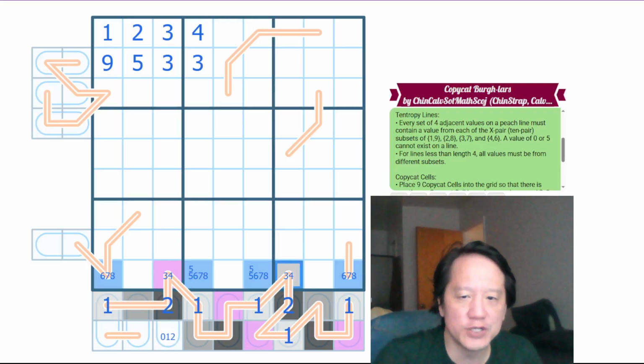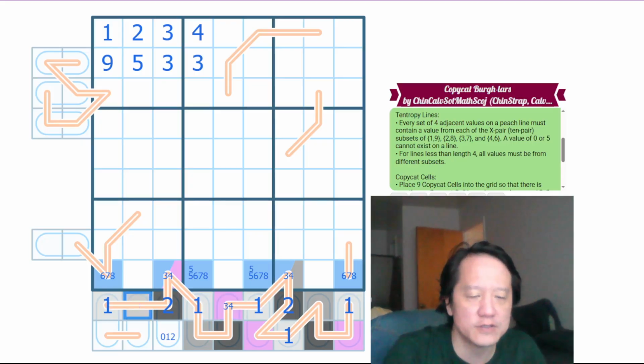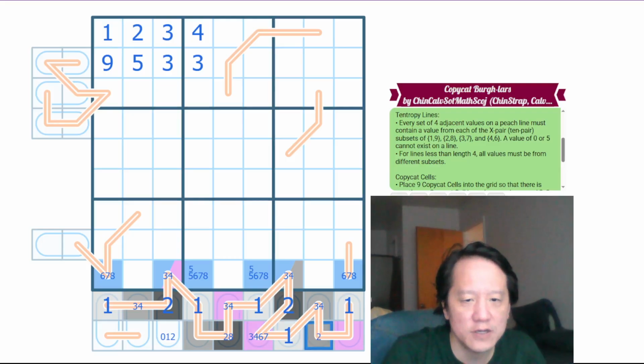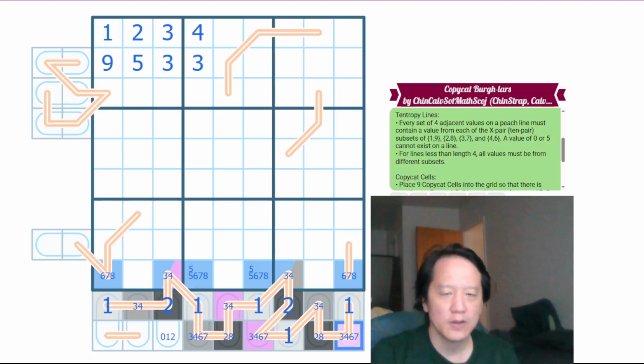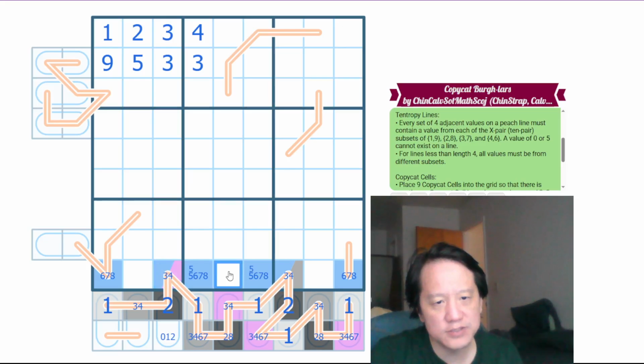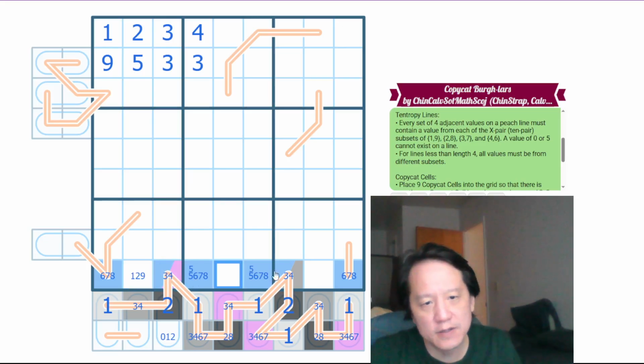We do know that this is not copycat, and this is not copycat. So this is 3 or 4 here, and this is 3 or 4 here. But we don't have enough information, unfortunately, to rule whatever I had out. 2 and 8, 2 and 8. This is 3 or 4, 6, 7, and we have 3, 4, 6, 7. Ugh. We're going to have to keep the coloring too. So this is 1, 2, or 9.